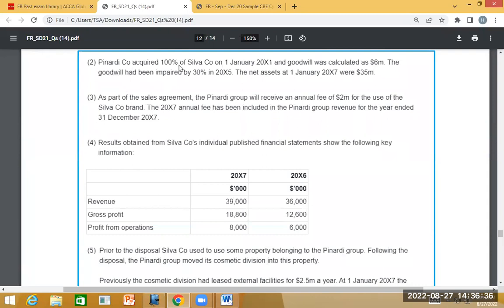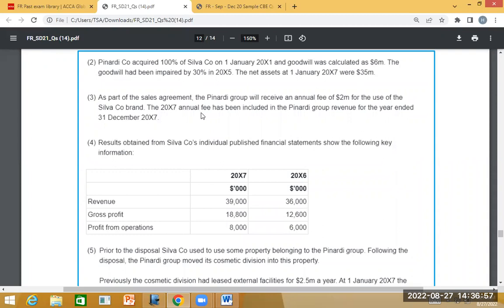Pinardi acquired 100% of the Silva companies on 1st January 2001 and the goodwill was calculated as 6 million. The goodwill has been impaired by 30% in 2005 and the net assets as per January 2007 were 35 million. So this is the information provided to you for the calculation of gain or loss on disposal.